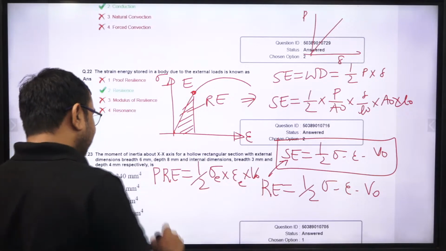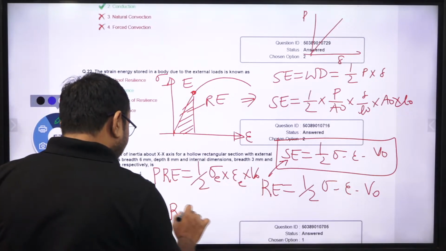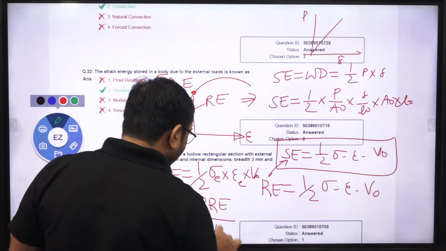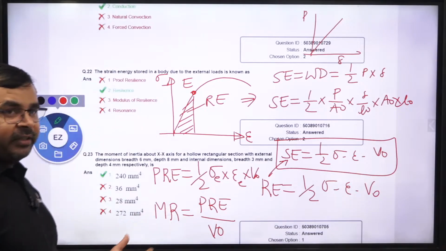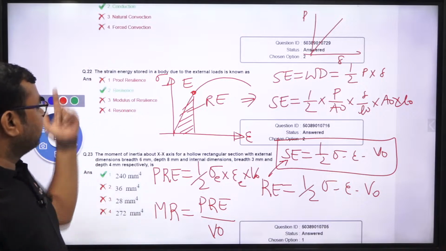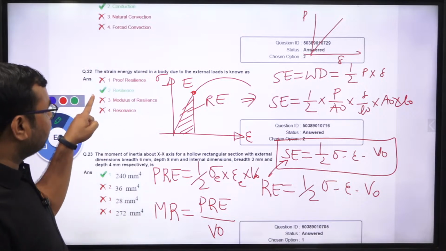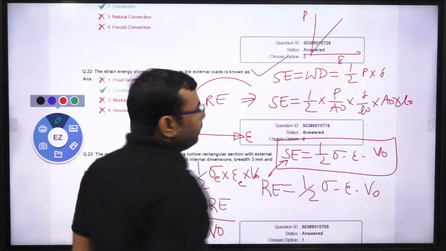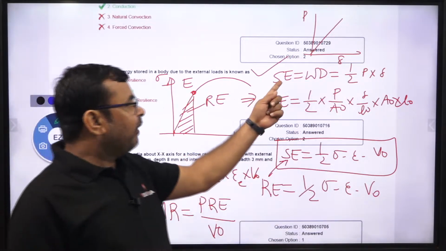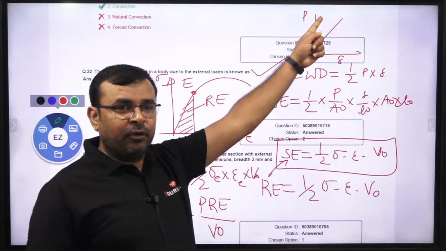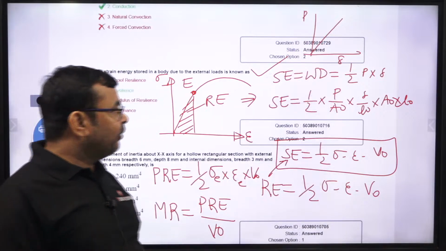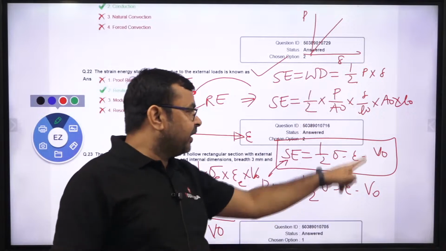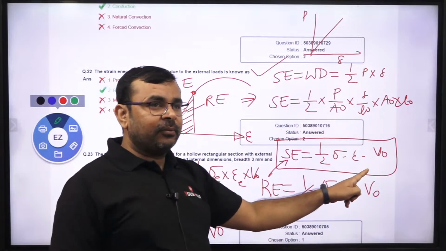And similarly, modulus of resilience is nothing but proof resilience per unit volume. Yes or no? So which one is the correct answer? Don't miss this point, because we calculate strain energy from this. And why does it happen? Due to the external load. When the member is subjected to external load, the strain energy will be stored, and strain energy can be represented as half of sigma into epsilon into volume.